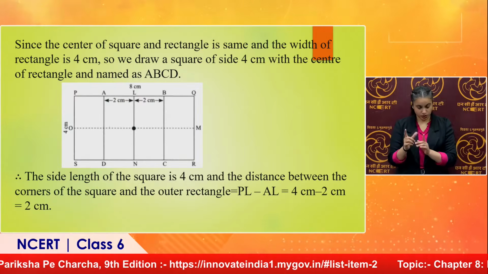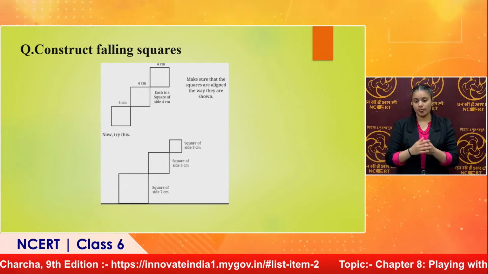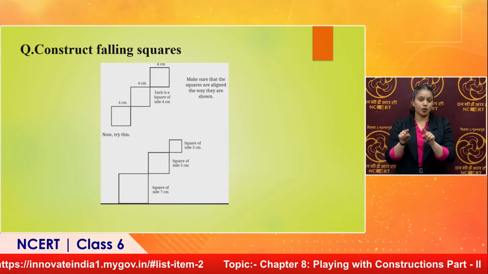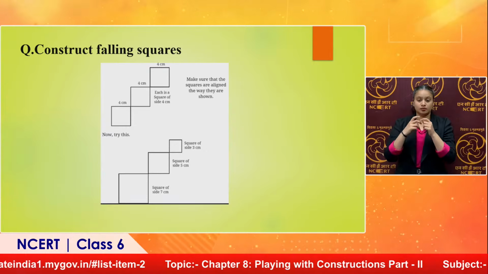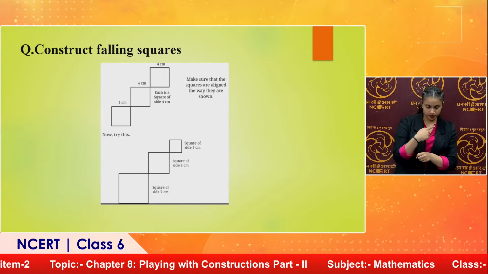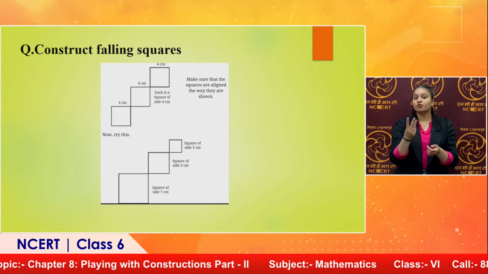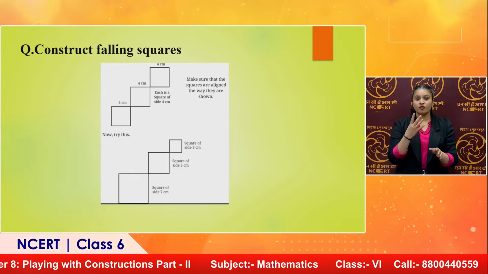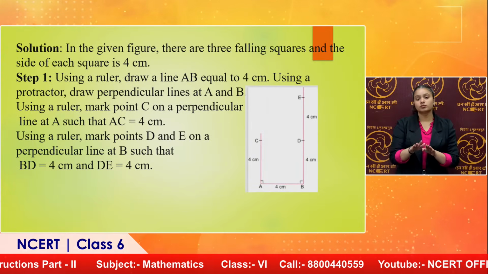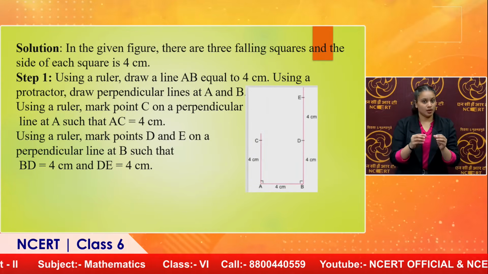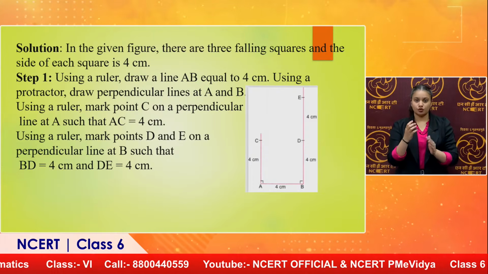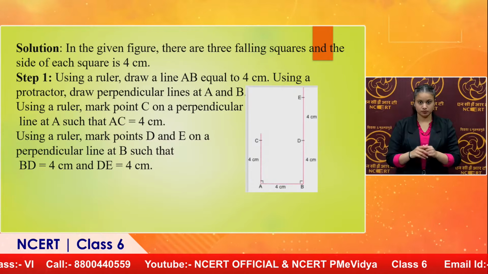Now, let us look into another one, constructing falling squares. This is also very interesting. Can you see, we have two figures here. We will try to construct the first one, which shows we have 3 squares of 4 centimeters, right. So, how will we do it? Let us see the steps first. Let me draw AB and let the length of AB be 4 centimeters. Okay. Let me do and show you here.